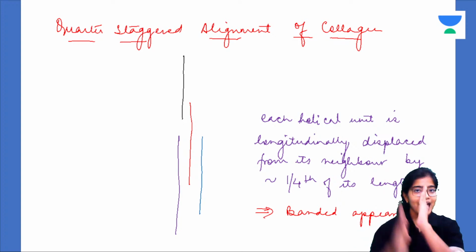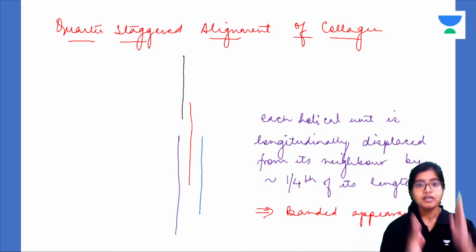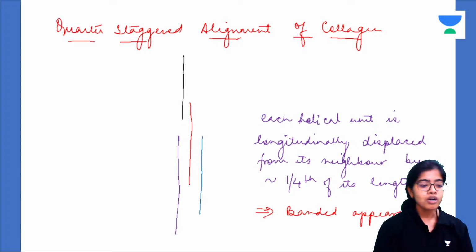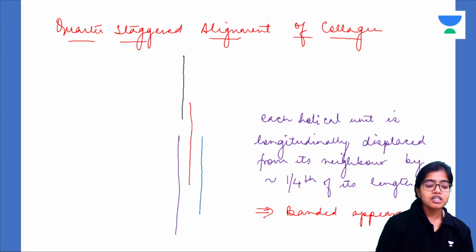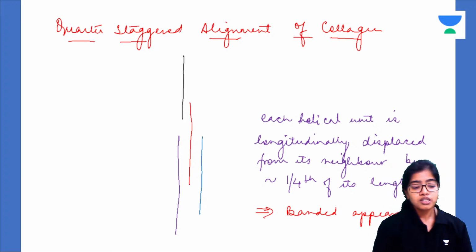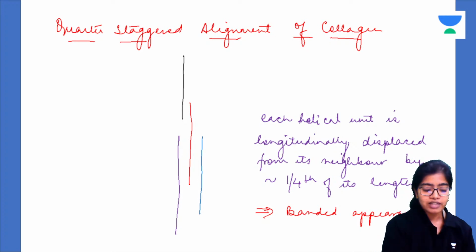So it is staggered. Staggered means it is displaced. It is staggering by 1/4 of its length, that is, 1/4 means 1/4. So it is called quarter staggered alignment of collagen. And this is what gives collagen its banded appearance. So this is the fibrillar structure, the rod-like structure.